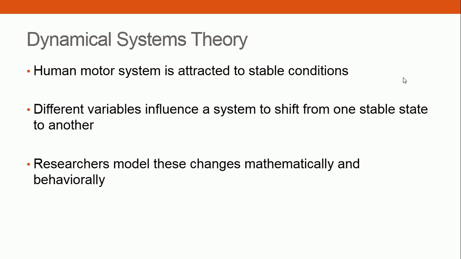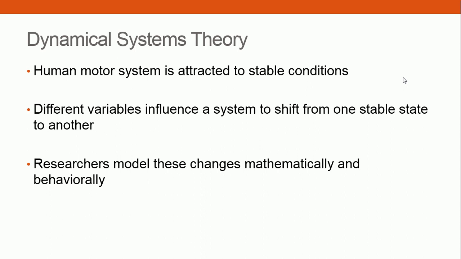So we want to stay in a stable condition. When the stable condition that we're in becomes unstable, we tend to suddenly shift to something else that is more stable. We recognize that variables influence a system and help shift it from one state to another. In the cymatics example, it was the frequency of the sound. In a lot of human movement examples, it's manipulating things like the speed of how fast we're moving or the force we need to apply to something, and that causes us to shift from one type of behavior to another.